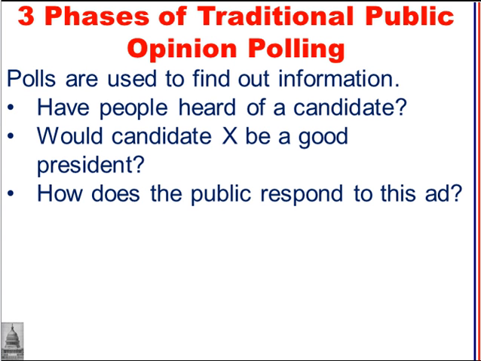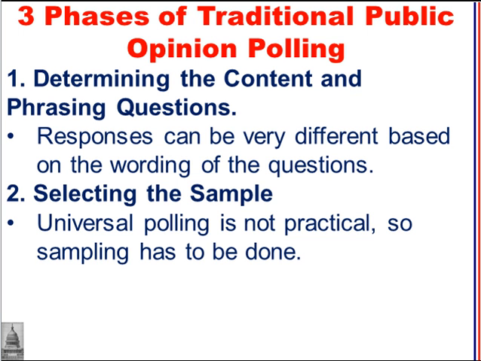So here are three stages to the public opinion survey or a poll. Number one, determining the content and phrasing of the questions. This can be very important because responses can be skewed depending on the wording of the question. Number two, selecting the sample. This is a very fundamentally important part of public opinion polling.